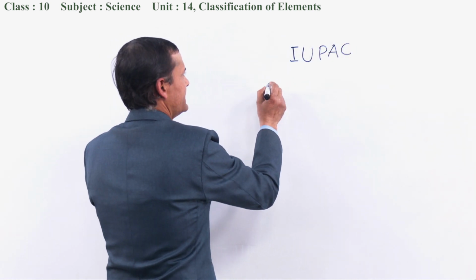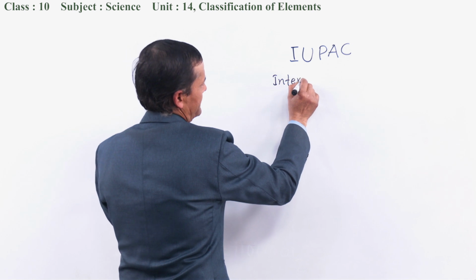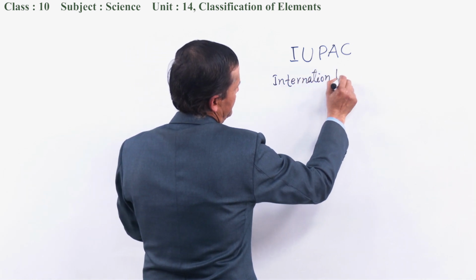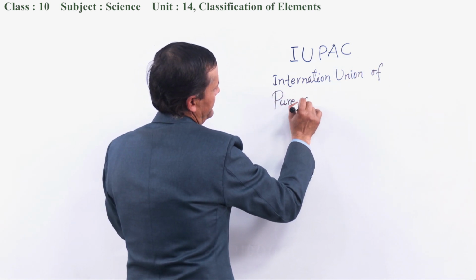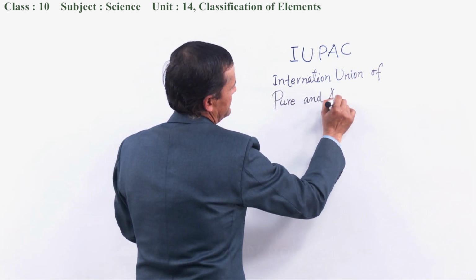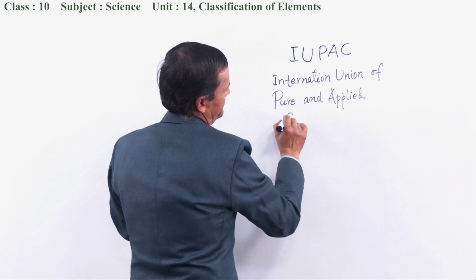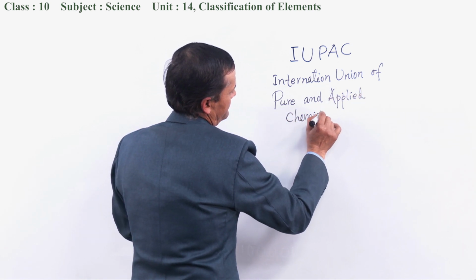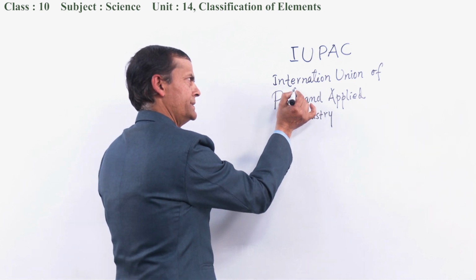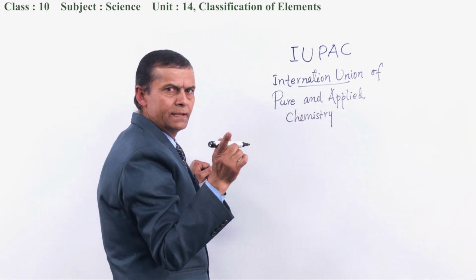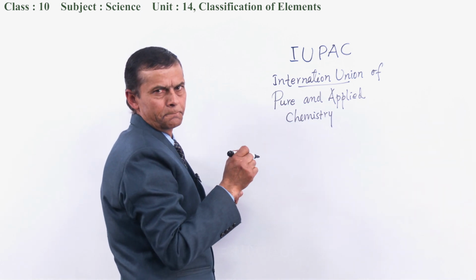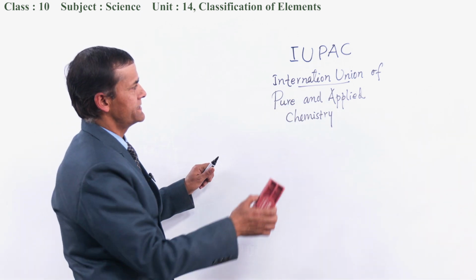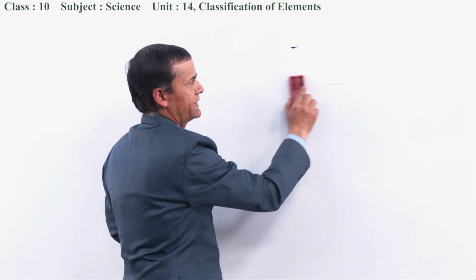IUPAC system means the International Union of Pure and Applied Chemistry. Yes, this is the international union who proposed new rules and new theories in chemistry. So, this periodic table was proposed by the IUPAC system.